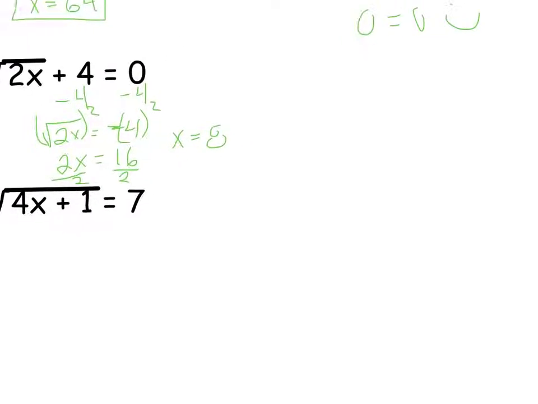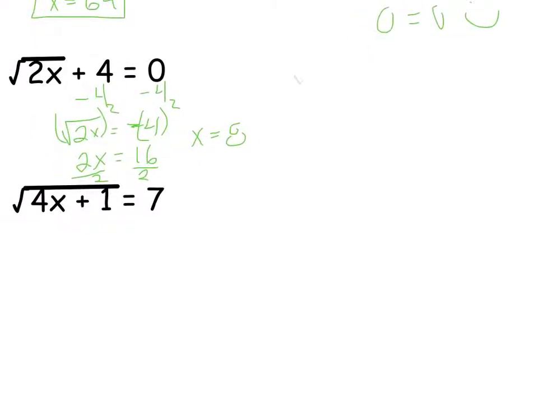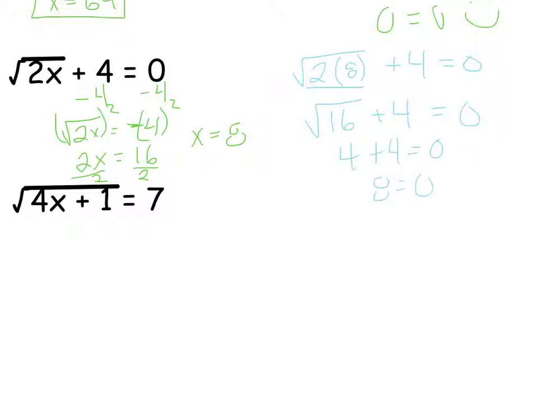Alright, let's check it. We had the square root of 2 times our x plus 4 equals 0. So we've got 2 times 8 under the square root there, so that's square root of 16 plus 4 equals 0. Square root of 16 is 4, plus 4 equals 0. We have 8 equals 0. Not true. So, this is not an answer.